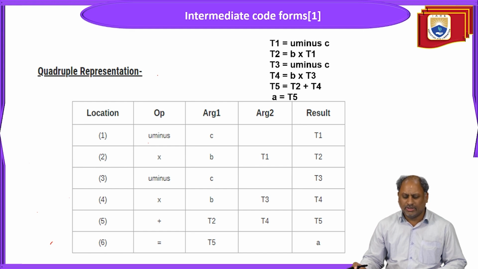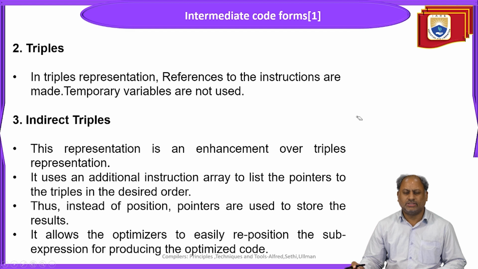So here the important point is that it contains 4 columns. One is operator, another is argument 1, third is argument 2, and for storing the result, the result column. Now let us quickly see the other representations.